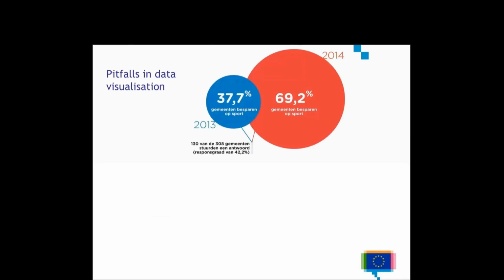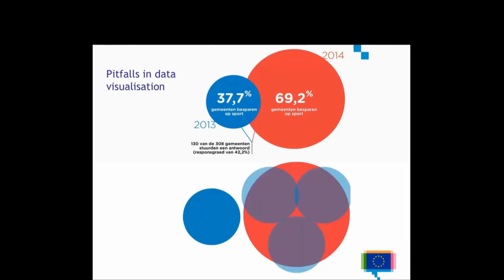Then I would like to discuss the scaling of circles. This is a visualization, well, a very simple one. You have two circles encoding just two numbers, 37.7% and 69.2%. And when I saw this chart, I had the sense that something was not really right. If the proportions of the circles would be correct, then the blue circle would fit not even twice in the bigger circle.